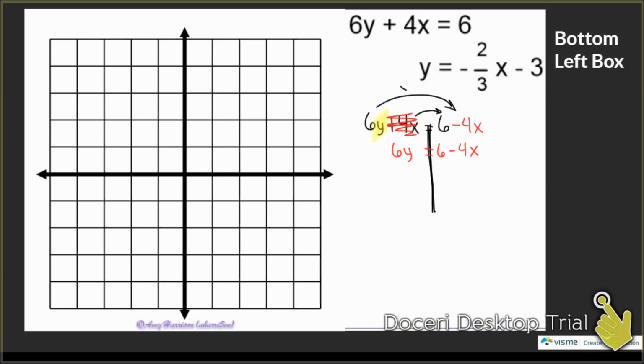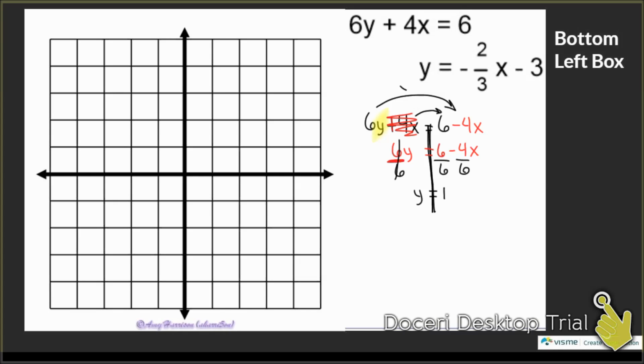Again, I have a coefficient of 6 right here. We know that if it's multiplication, everybody, again, what's the inverse of multiply? Should be division. So we're going to divide everything by 6. These 6's cancel out, and I'm left with y equals. You guys help me out. What's 6 divided by 6? So I have positive 1.